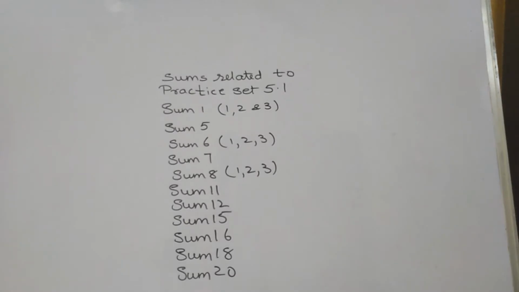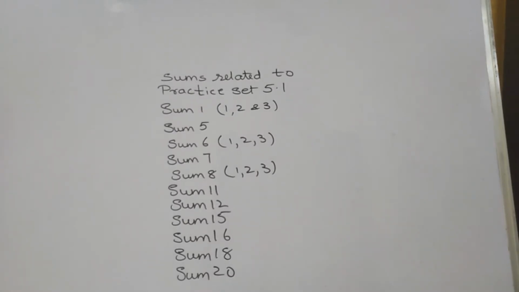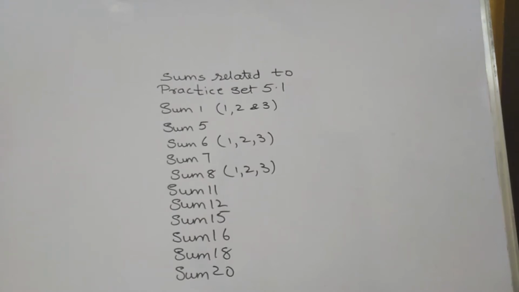Sums which are related to practice set 5.1 are sum number 1, that is choose the correct alternative. In sum number 1 there are 3 sums, 1, 2 and 3. Then sum number 5, sum number 6, all the 3 sums, sum number 7, sum number 8, all the 3 sums, then sum number 11, sum number 12, sum number 15, sum number 16, sum number 18 and sum number 20.